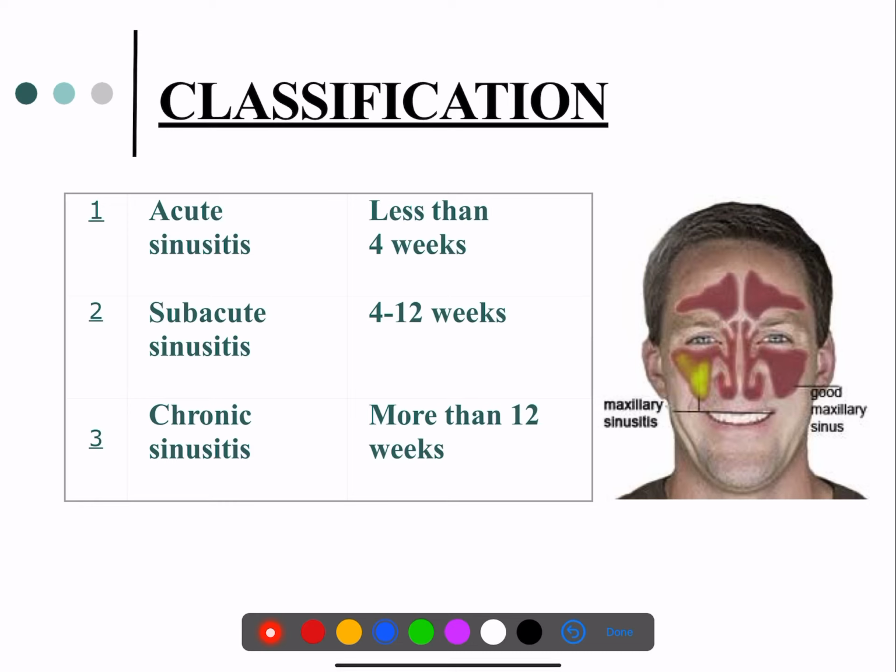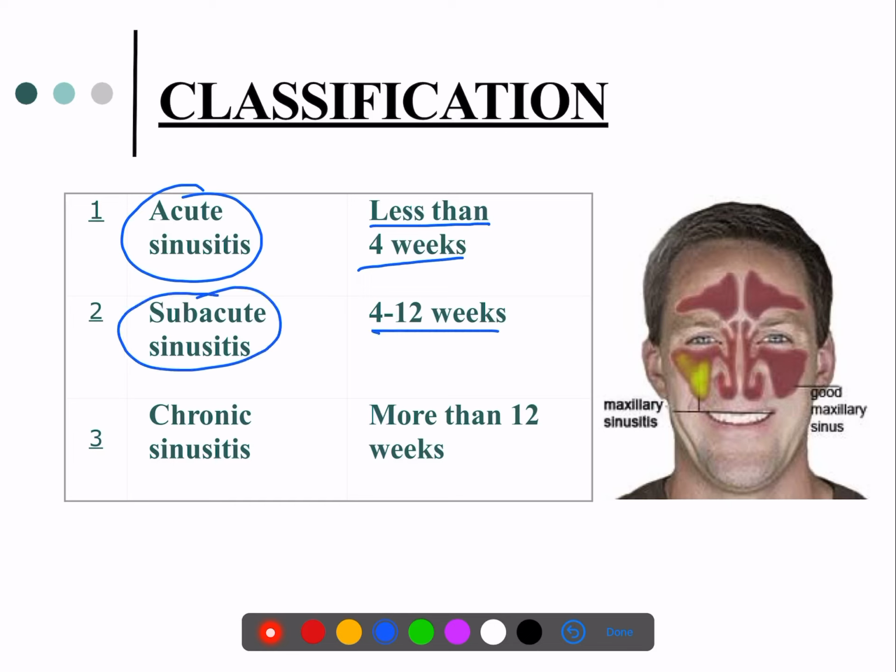Next comes the classification. Acute sinusitis will be less than 4 weeks. Subacute will be in the range of 4 to 12 weeks, whereas chronic, which is what most of your questions move around, will be more than 12 weeks.